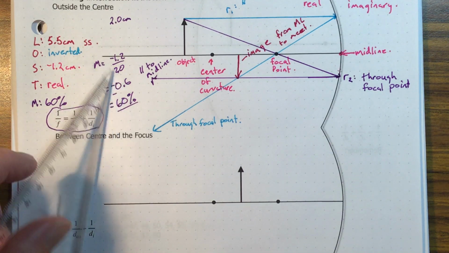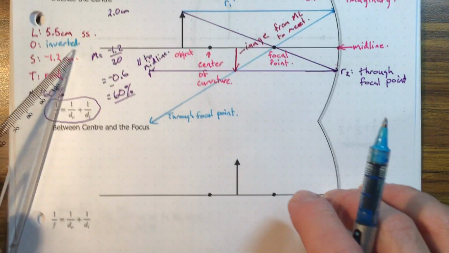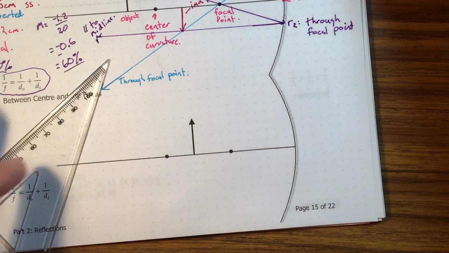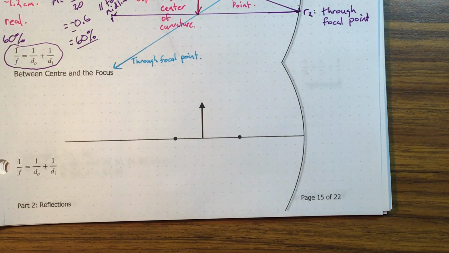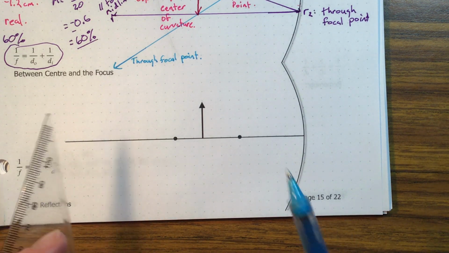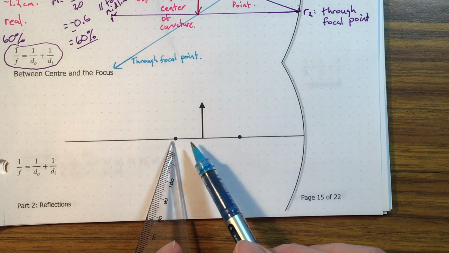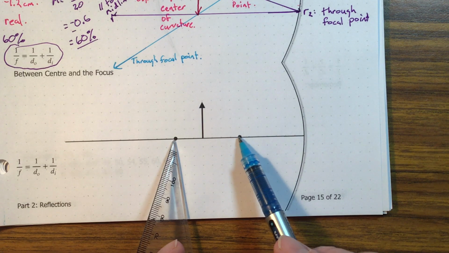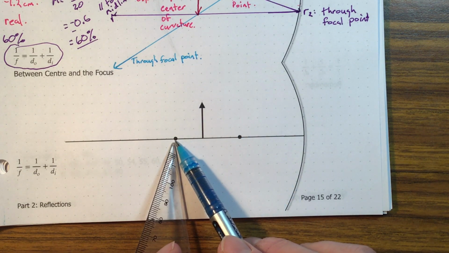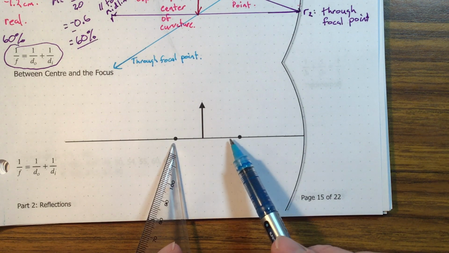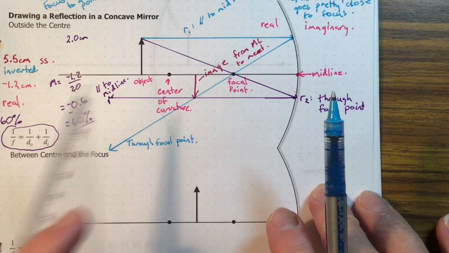All right. So now the second mirror, which we'll do in this video, then we'll do the next two mirrors in another video, just so these videos don't get too long. In the second one, we've moved the object between the center and the focus. So let's see what happens when we move the object between the center and the focus, and we'll compare it to this one when it's outside the center.